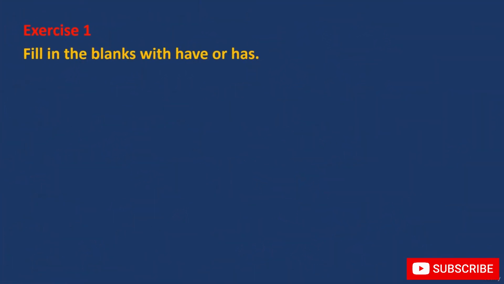Let's have some exercise. I need you to fill in the blanks with have or has. Again, I have, you have, they have, we have. He has, she has, it has. If I say my friend, just one friend, so my friend has, but my friends have. We, a new science teacher, we have or we has. Excellent. We have a new science teacher. Great.